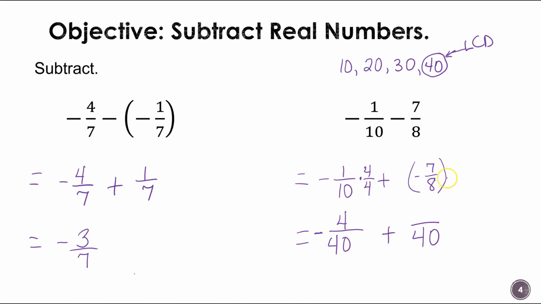And then on the second one, 8 goes into 40 5 times, so I need to multiply by 5, both in the numerator and denominator. And this one is going to be a negative, so I'm going to put the negative right there so it doesn't get lost. 7 times 5 is 35. When I add these two, I have negative 4 plus negative 35, so that's negative 39 over 40.